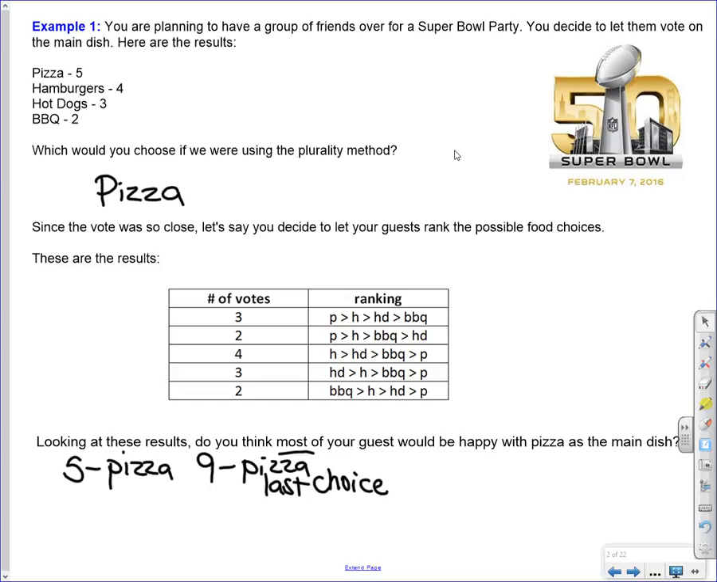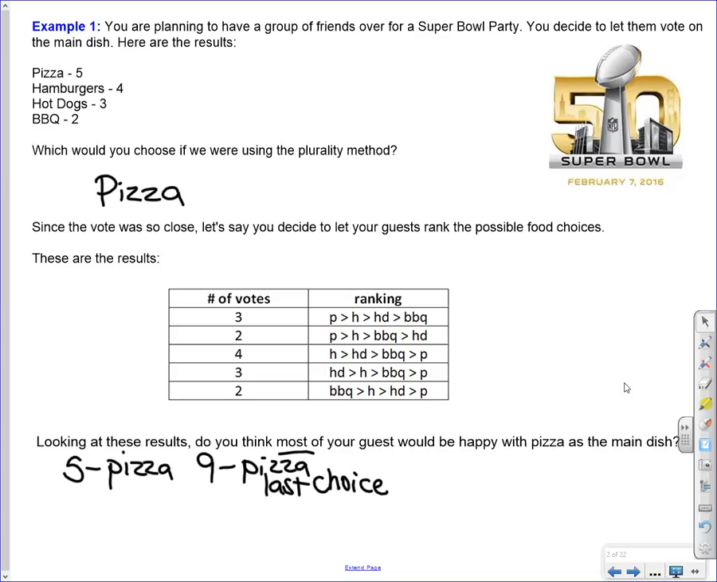Okay, so here's our quick example here. Let's say you're planning to have a group of friends over for a Super Bowl party. You decide to let them vote on the main dish, and here are the results. So you give them 4 options here, and then you had them all vote. Okay, so they each vote for their top choice. So which would we choose if you were using the plurality method? So who's going to win here?